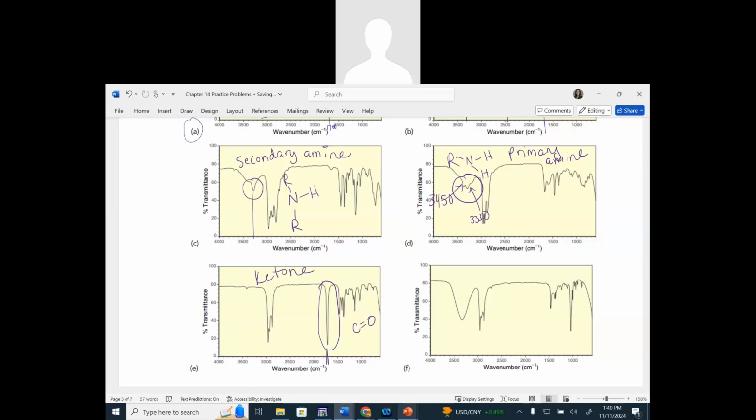spectrum shown here, we see this broad signal in this range here. So when we have a broad signal between 3200 up to around 3600, we know that that would be an alcohol.